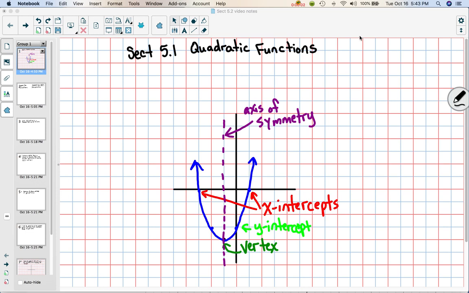Point 1 is about quadratic functions. This should feel familiar to you, so we're going to review. We've done a little bit with quadratic equations earlier this year, so now we're talking more about the graphing part of it.